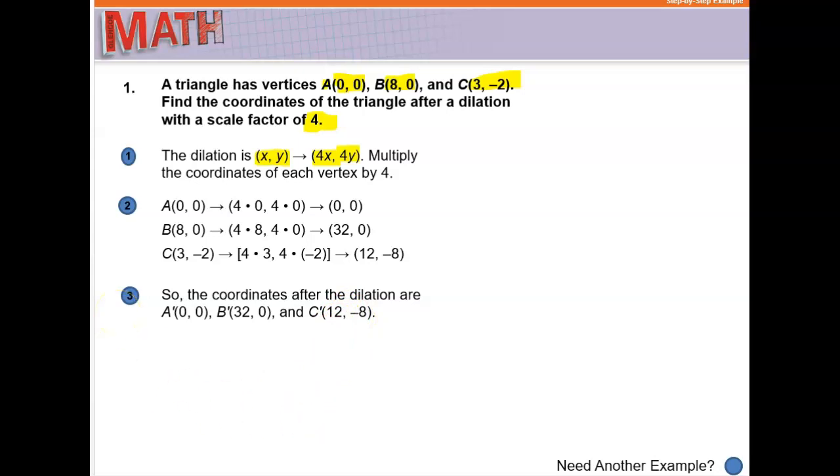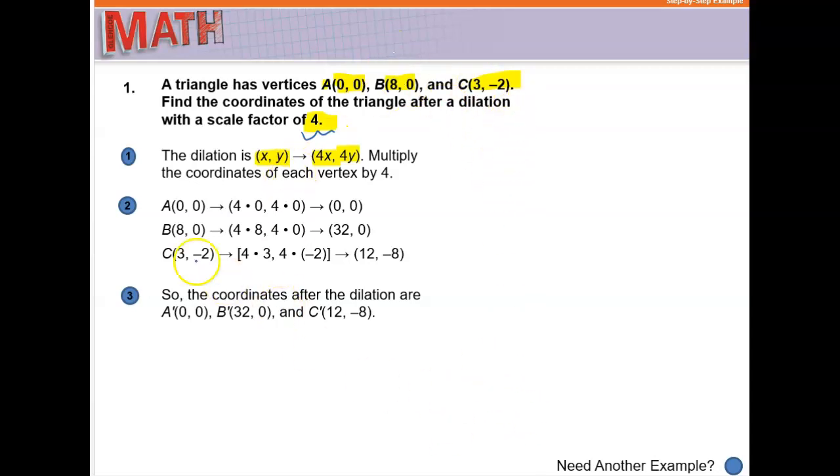So a couple things that I want you to realize. If you are doing a scale factor of 4, that means it's increasing in size by a factor of 4. So a scale factor of 4 means it's increasing, it's an enlargement. If you had a scale factor of a fraction, that would mean it's getting smaller. It's like if you had the fraction 1/2, it would be getting smaller.